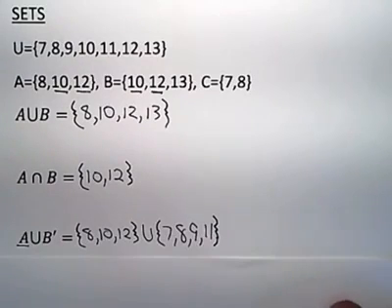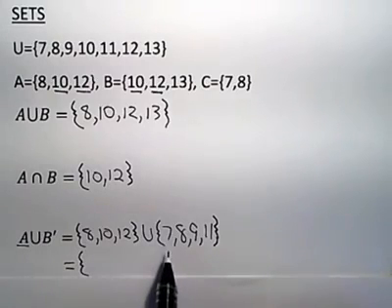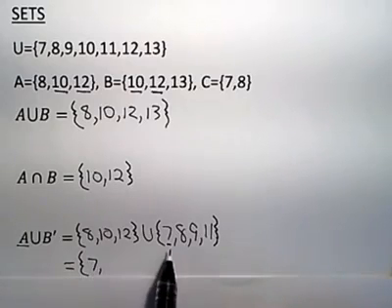So now I'm taking the union of those two things. Union means either. So if it's in either set, it goes in the union. And again, order doesn't matter in a set, but it's certainly nice to write them in numerical order when it's practical to do so. So 7 is the smallest thing that's in either.